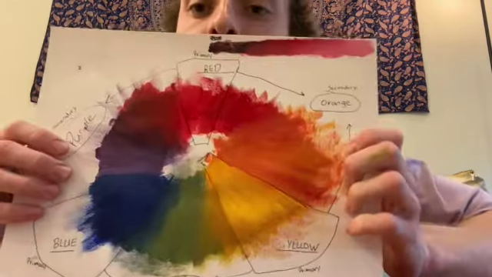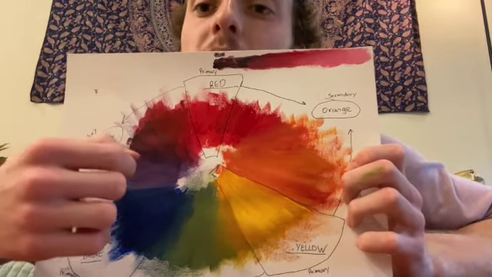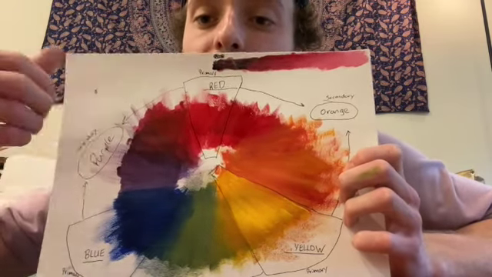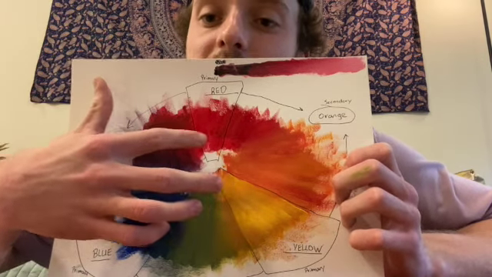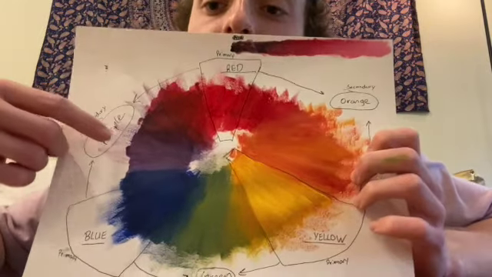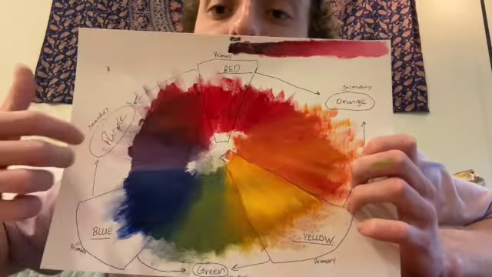When we look at our color wheel here, we have three primary colors. The primary colors are red, yellow, and blue. These three colors make all of the other colors in the color wheel. By mixing two of these colors, we get what we call secondary colors. Our secondary colors are purple, green, and orange, and everything in between.